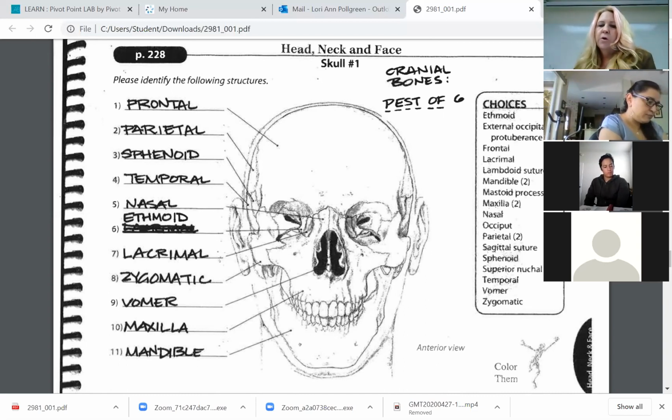I always remember the vomer. Does anybody know who Voldemort is? No, Voldemort looks like he doesn't have any nose. His nose looks like that picture of the vomer, right?